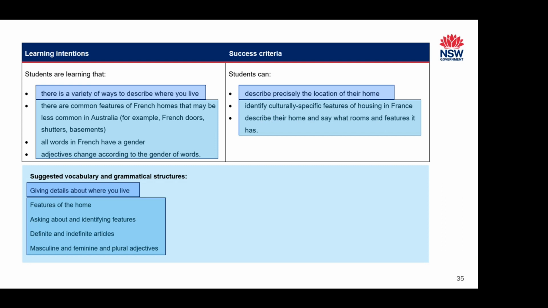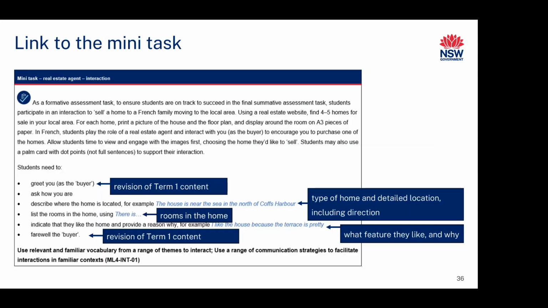So back to our learning intentions, success criteria, and vocab and grammar for this first learning sequence, and you can see we've now covered all remaining aspects. Please take a moment to look at the mini task again. You can hopefully see that the learning activities completed in this sequence build students' skills to be able to complete this formative assessment task.